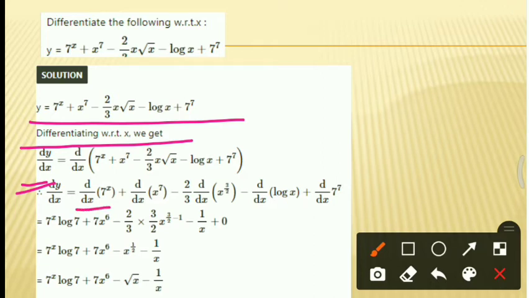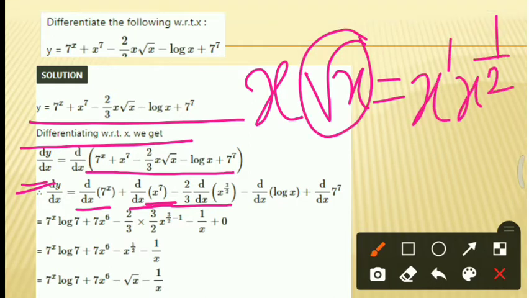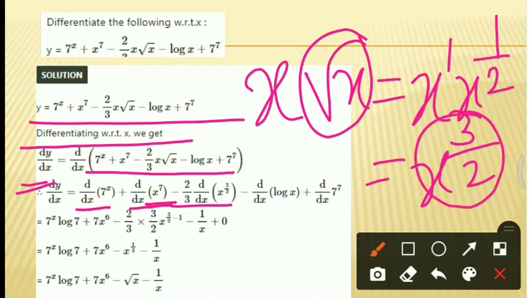derivative of 7 raised to x, that is d by dx of 7 raised to x plus d by dx of x raised to 7. RHS मधील प्रत्येक टर्मला d by dx अटॅच करायचा आहे, minus 2 by 3 into d by dx of x raised to 3 by 2. Now see here, x into root x is equal to, here power of x is 1 and root x means x raised to half. Hence by using rules of indices, total power of x will be x raised to 3 by 2. Therefore the term here is x raised to 3 by 2, minus d by dx of log x plus d by dx of 7 raised to 7.